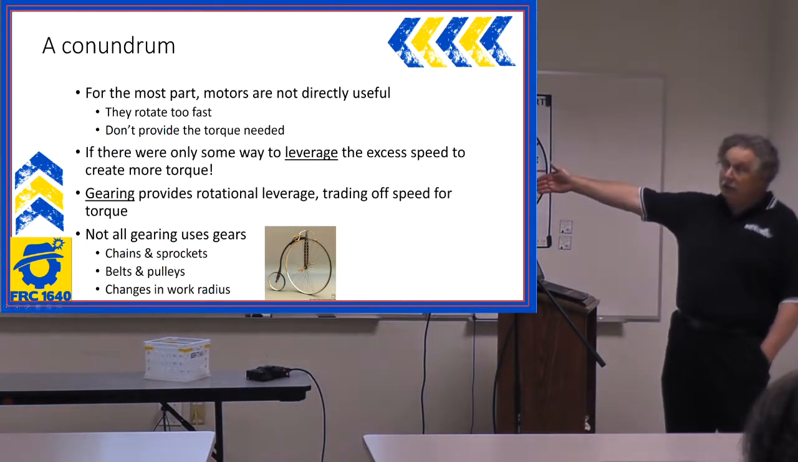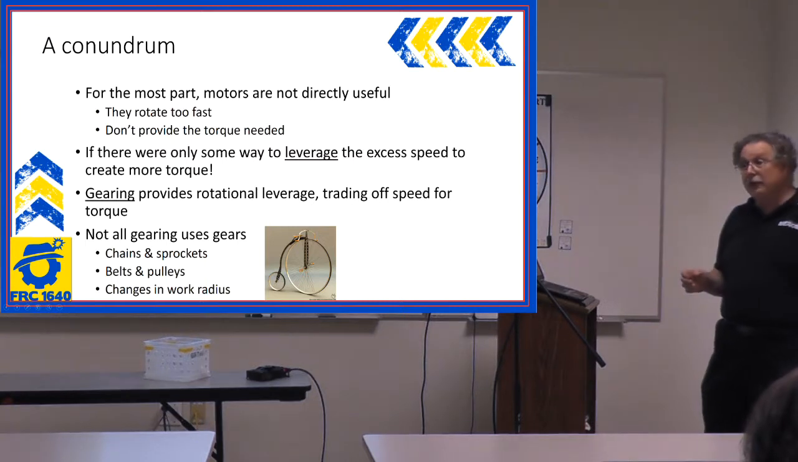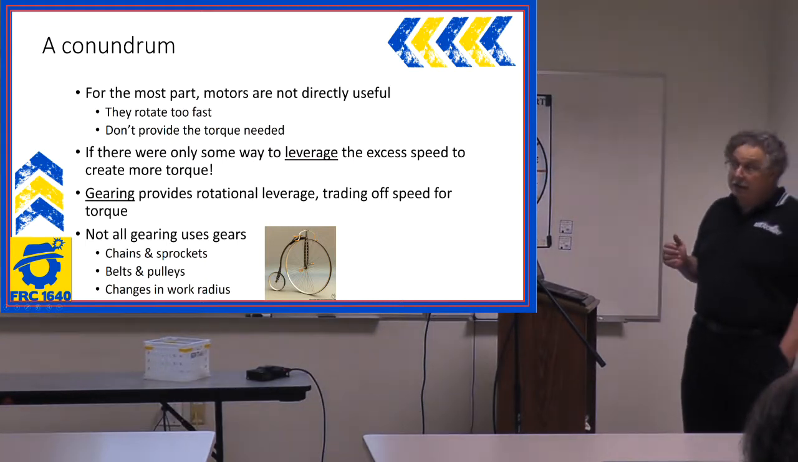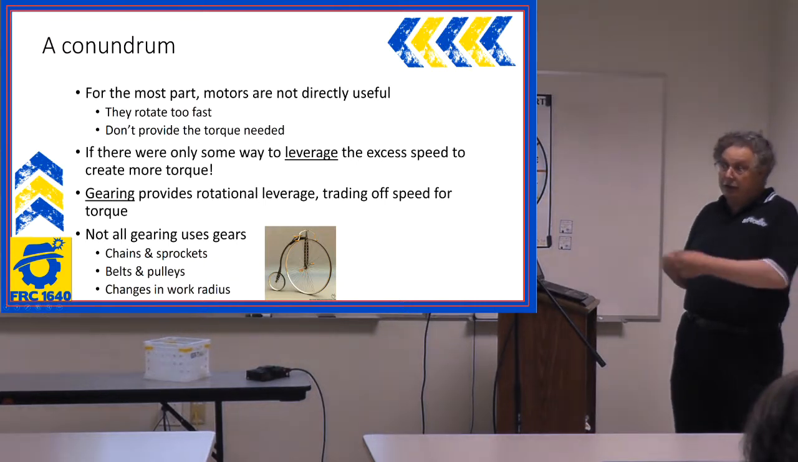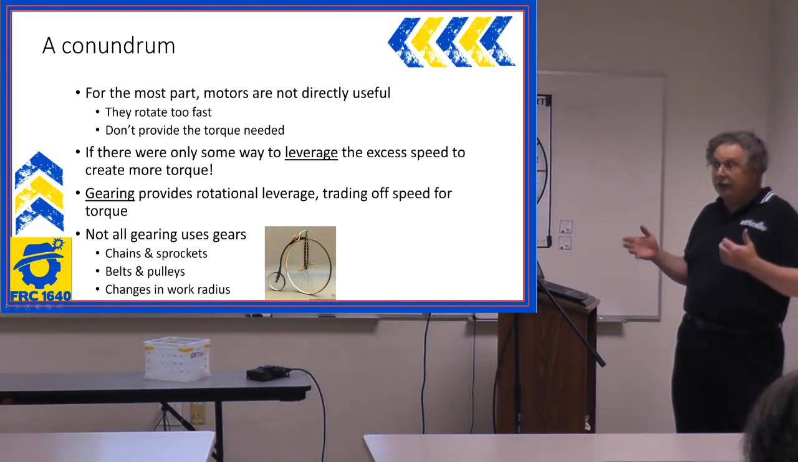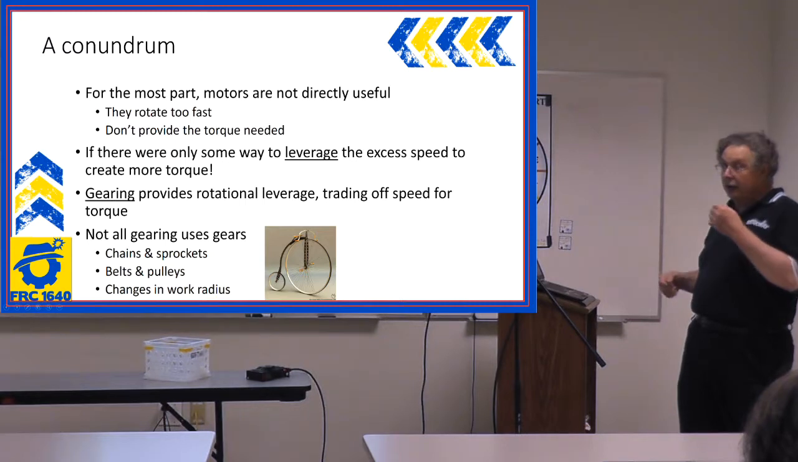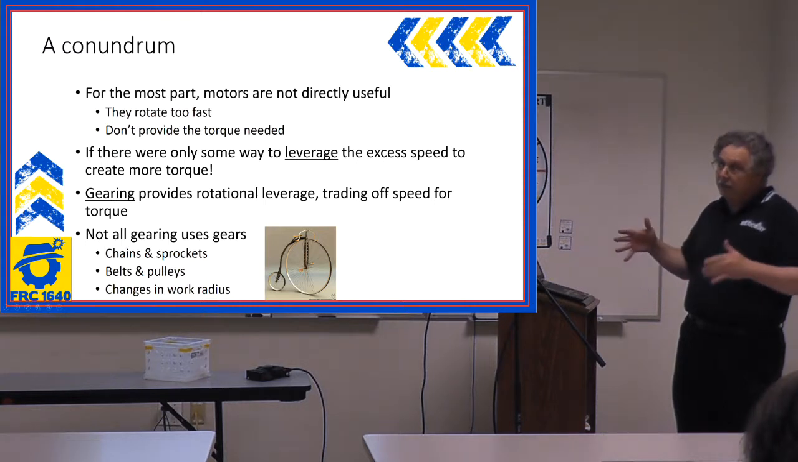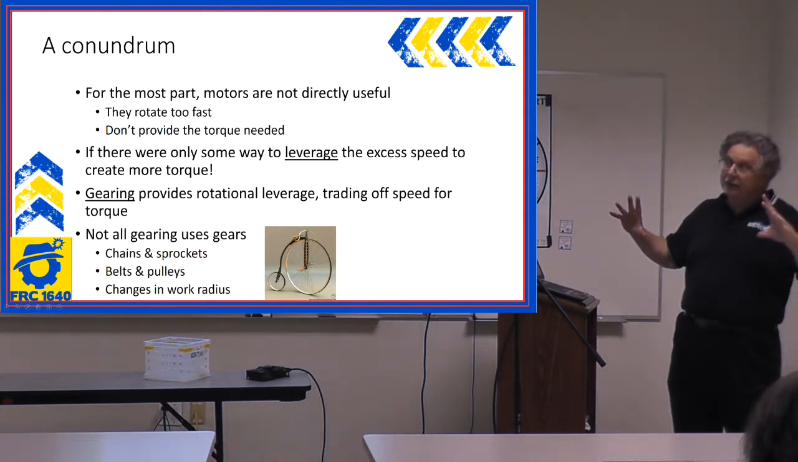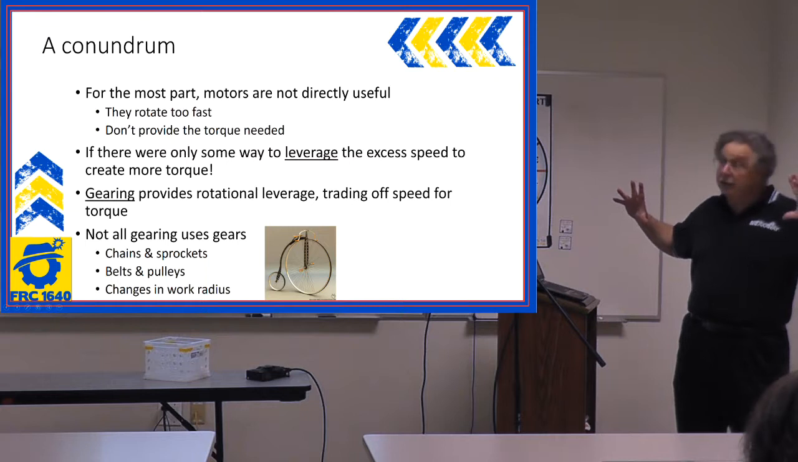By the way, changing the work radius is why old bicycles look like that. They did not have gearing. You pedaled the wheel directly. And it was too easy to pedal and too slow when the wheel was just like a normal bicycle wheel. So they made the wheels bigger.